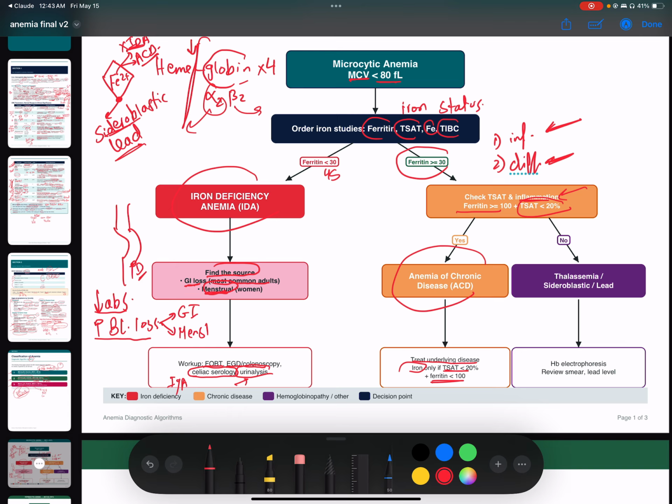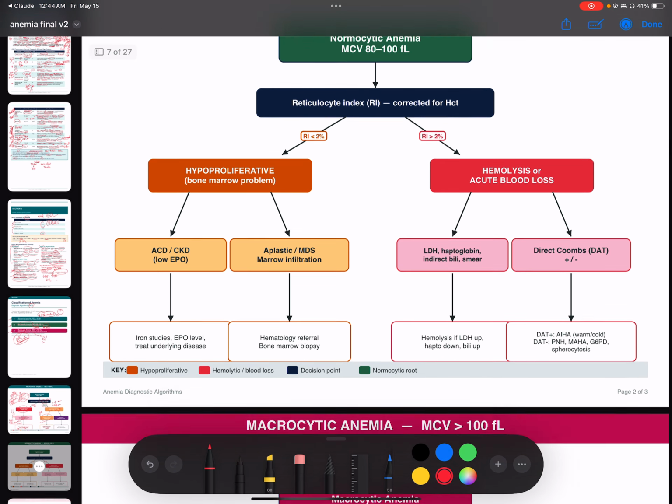If the ferritin is above 100, the TSAT above 20, and there is no inflammation, then it's probably on the other side, between thalassemia or sideroblastic anemia, but it's not iron. So here, the inflammation and the TSAT mainly help to differentiate anemia of chronic disease versus iron deficiency anemia. Okay, so if you have inflammation and different markers of iron that are low, even if the ferritin is high, that can be a diagnosis of anemia of chronic disease. We'll talk about the differences in a little bit.